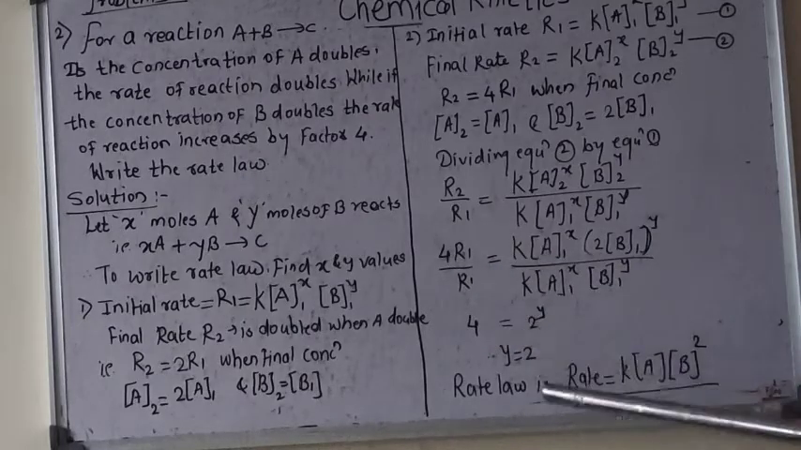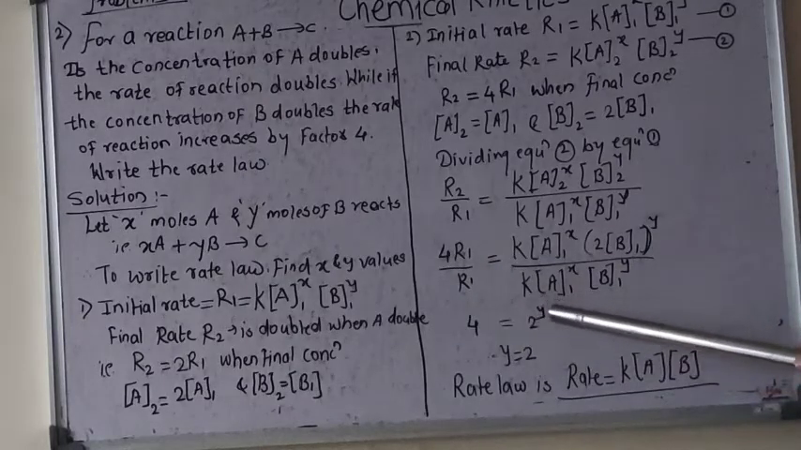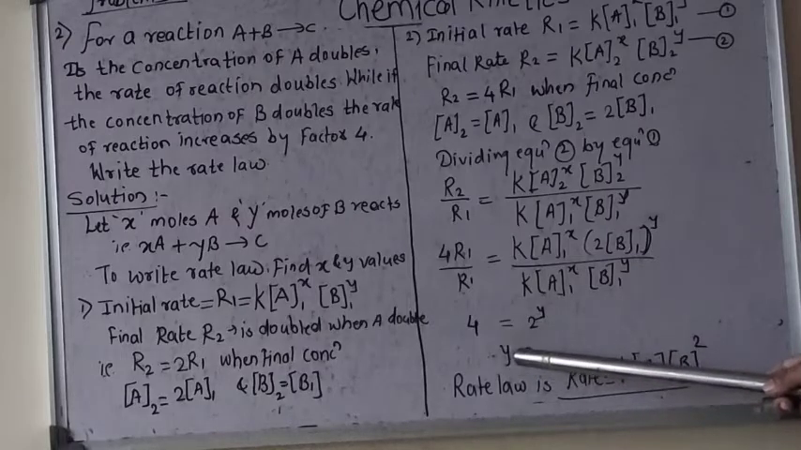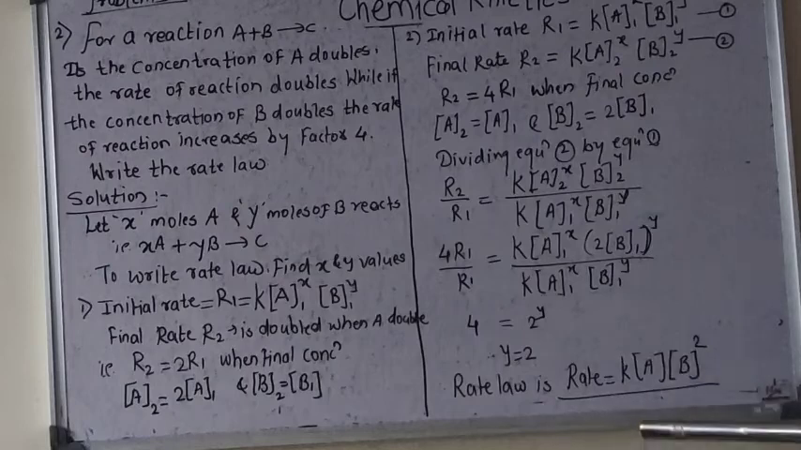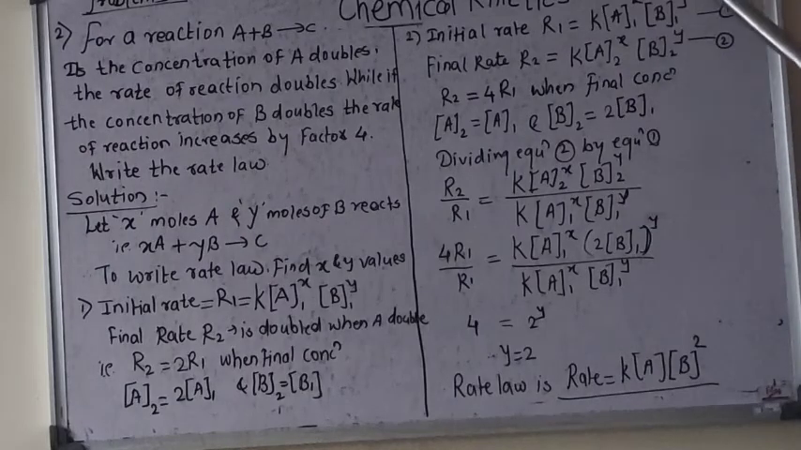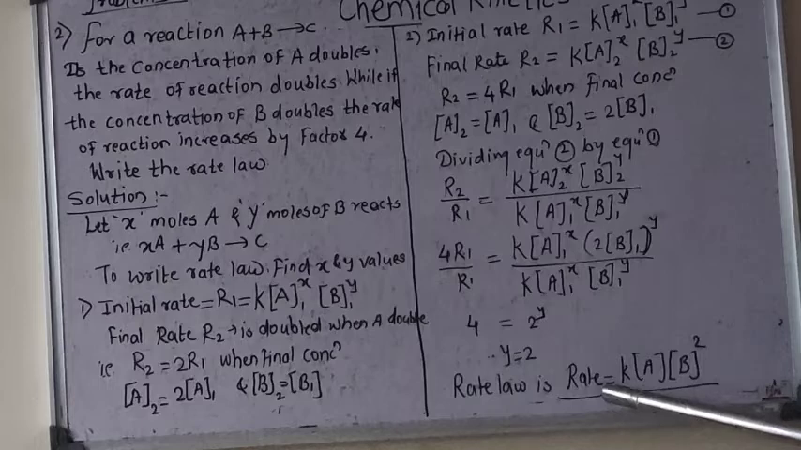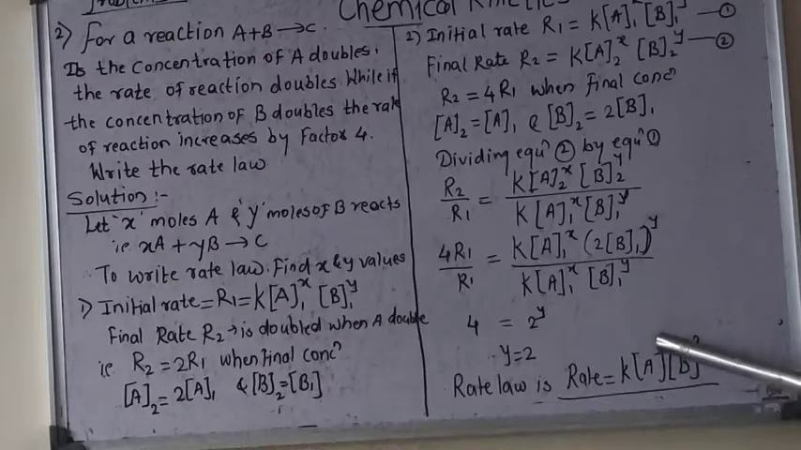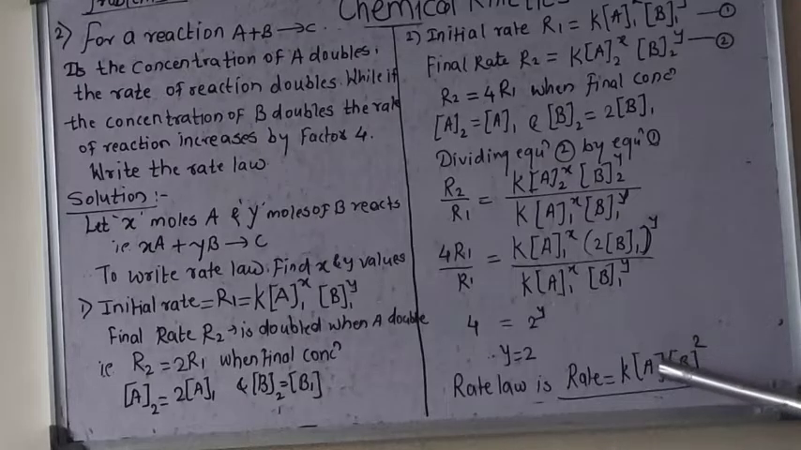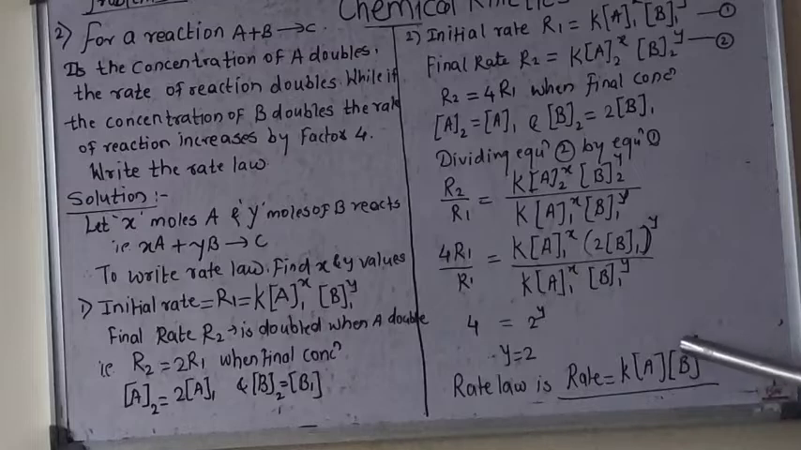Simplifying this equation, we get 4 equals 2 raised to Y, so Y is 2. So the rate law for this reaction, A plus B gives C, where X is already calculated as 1, is rate equals K times the molar concentration of A to the power of X, and as X is 1 we do not write it, times the molar concentration of B to the power of 2. So this is the rate law for this reaction.